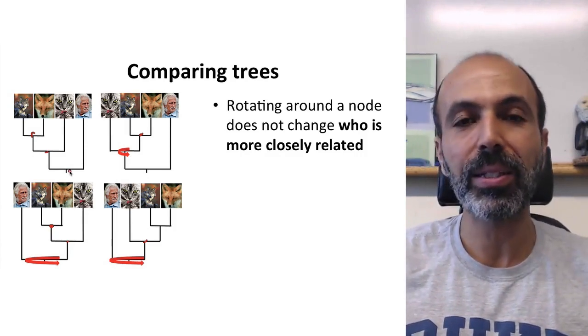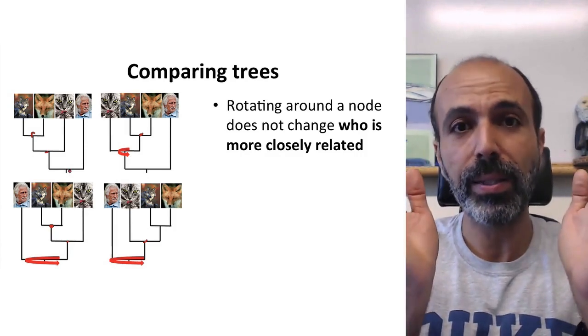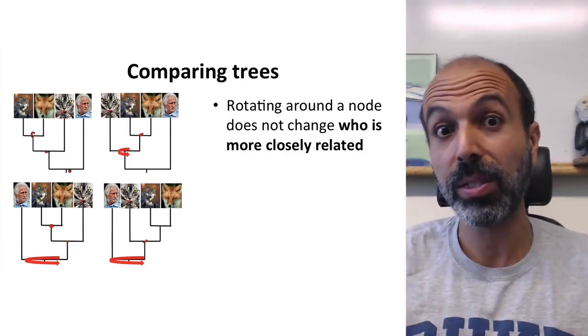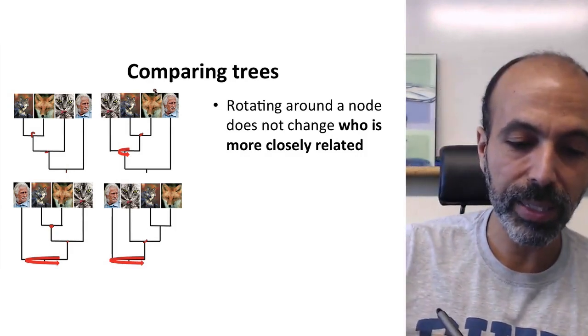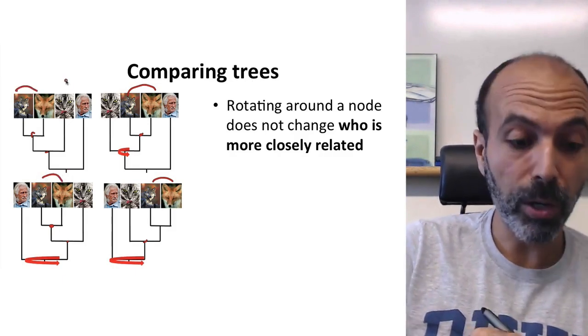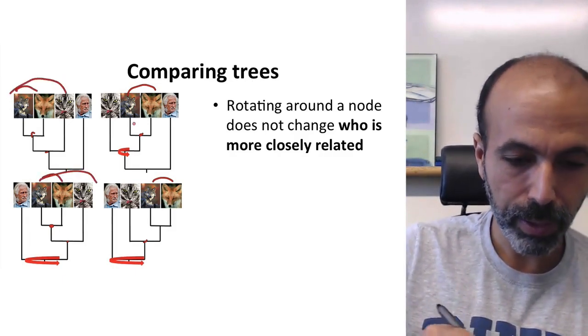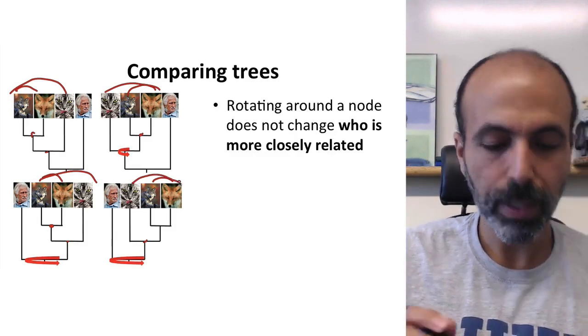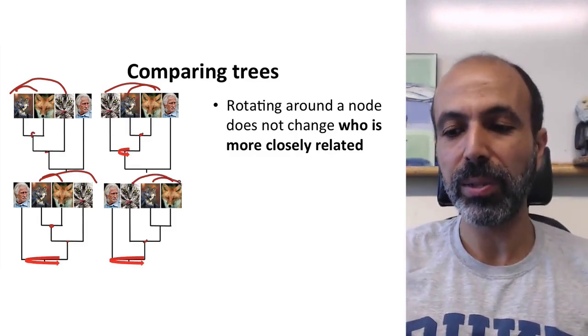I'm emphasizing this a lot because I want you to see that it doesn't matter the ends. This is something a lot of students get confused by. But you see in each of these cases, the canines group together, right? The carnivores all group together. And then the human is always the most distantly related.